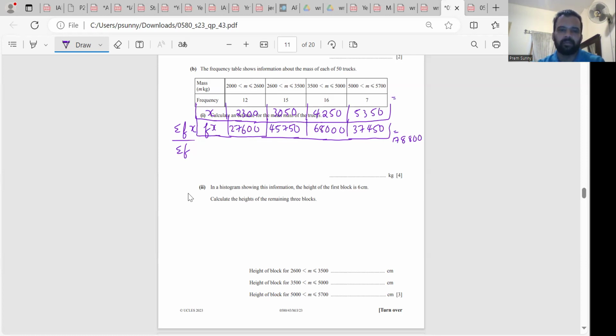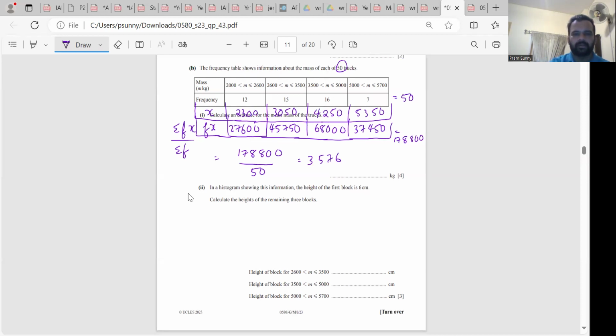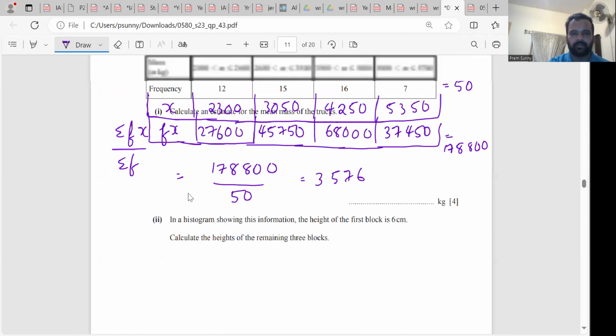12 plus 15 plus 16 plus 7. I know it's for 50 trucks, so when you add them up, you will get 50. So sigma fx by sigma f is 178,800 divided by 50, which will give us 3,576.